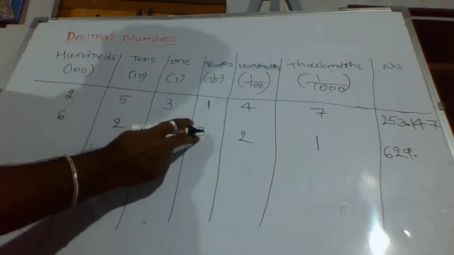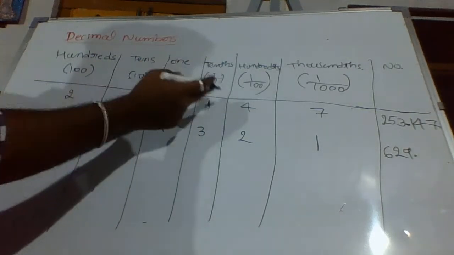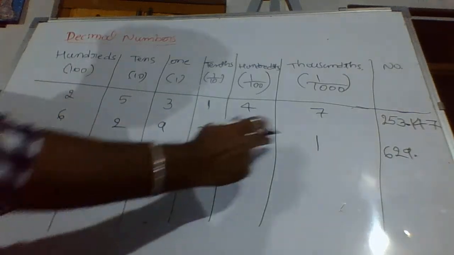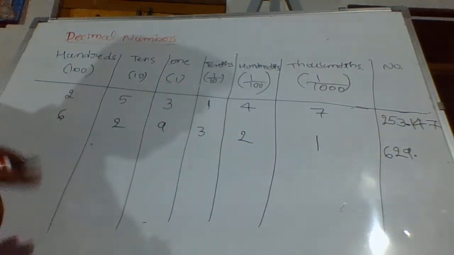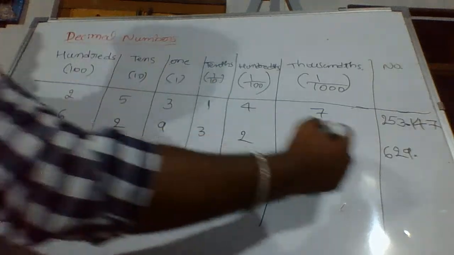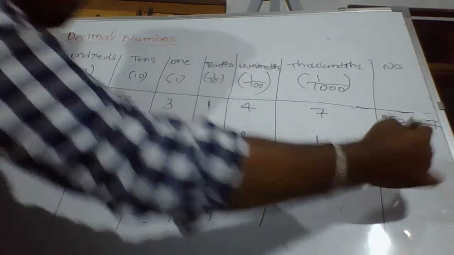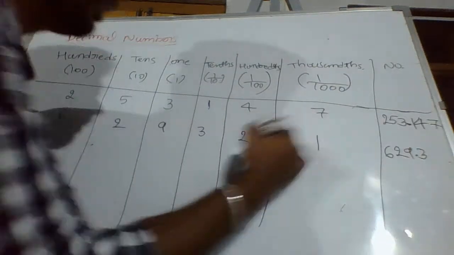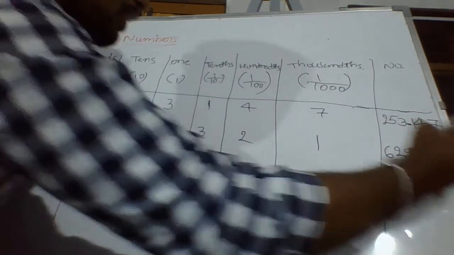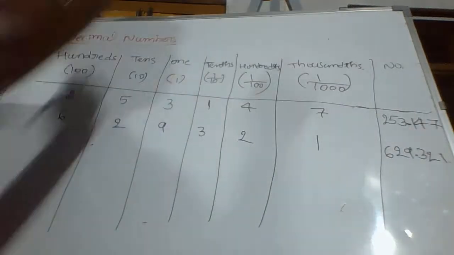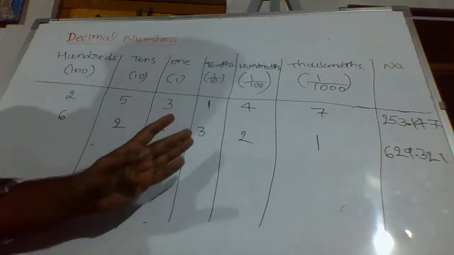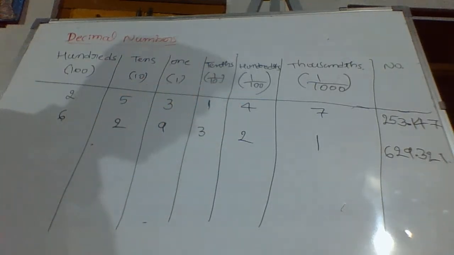Next, 3 is at the one by tens, meaning the tenths position, therefore these numbers 3, 2, 1 will come after the decimal point only. So here I will write 3 first, because this is at the tenths position. Next I will write 2, because this is at the hundredths position. Next I will write 1, which is at the thousandths position. So the given number is 629.321, and that is the answer.